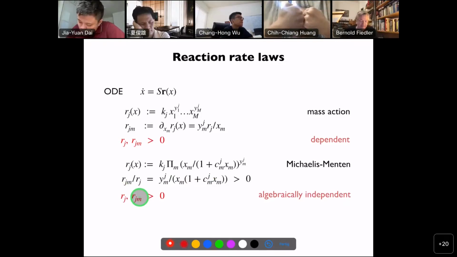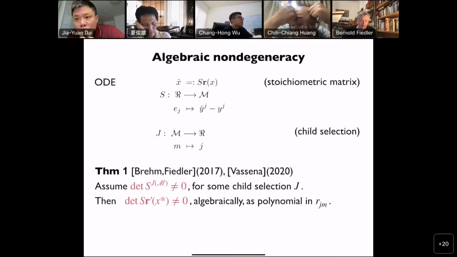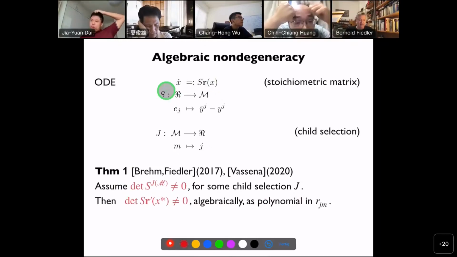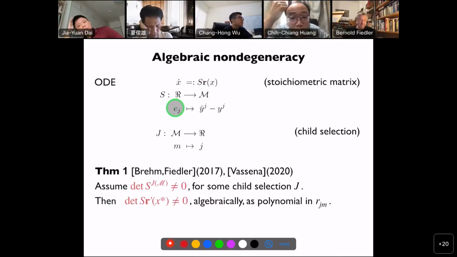And this is something that the algebra people have not considered so far. And that's why we get a flurry of new results. The first of these results is the following. So here is our ordinary differential equation, our stoichiometric matrix, which goes from Re to Rm and maps the unit vector to this column vector.